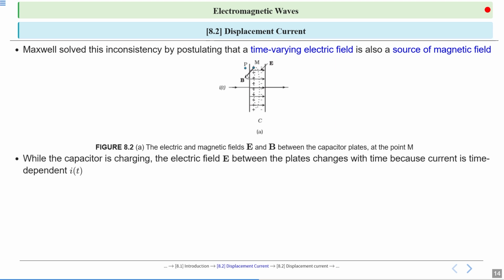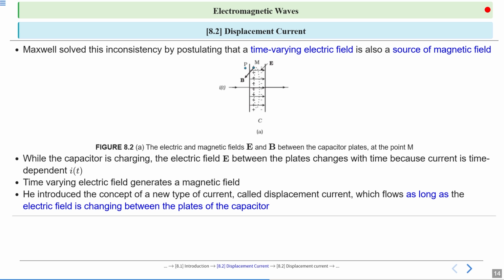While the capacitor is charging, the electric field E between the plates changes with time because the current is time dependent. Due to this, the charge accumulated on the plates of the capacitor is also changing with time, and the electric field depends on the charge on the capacitor. So the electric field existing between the plates is also varying with time. So a time varying electric field generates a magnetic field.